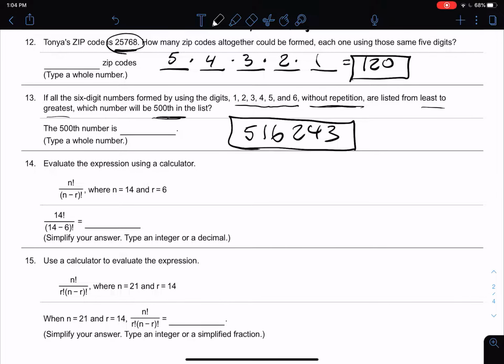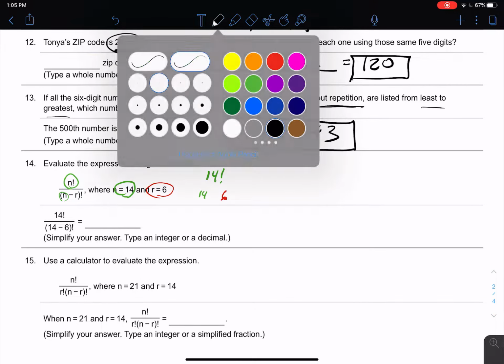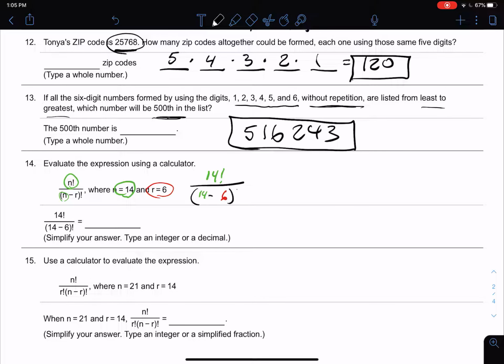Let's finish this out. And finishing this out means that we just substitute 14 in for n. So that's 14 factorial up top. And we substitute in 6 for r. So 6, and I forgot to go with my other n, which is right there, 14. And just copying the formula, looks something like that. So we've got 14 factorial over 14 minus 6. Now 14 minus 6 gives me 8 factorial.